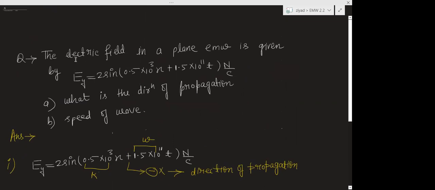So don't think this is very hard. This is very easy. See, if here is a plus sign, it means the wave is going in negative direction. Whether it is x, y or z will be decided by what is with k. If there is x with k, then the wave is going in x direction. If with k there is y, the wave is going in y direction.